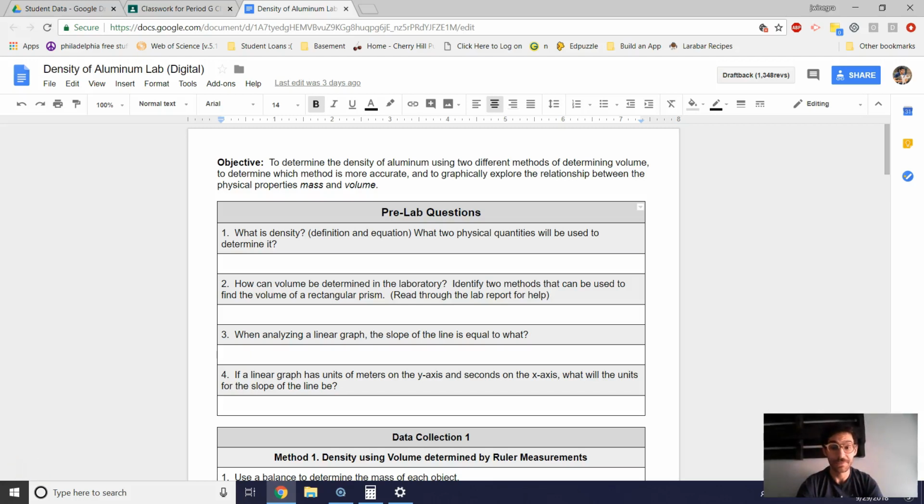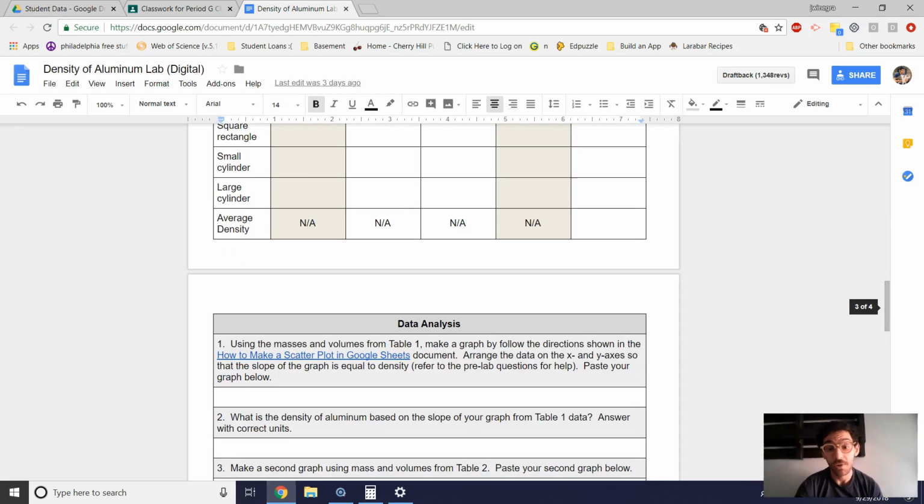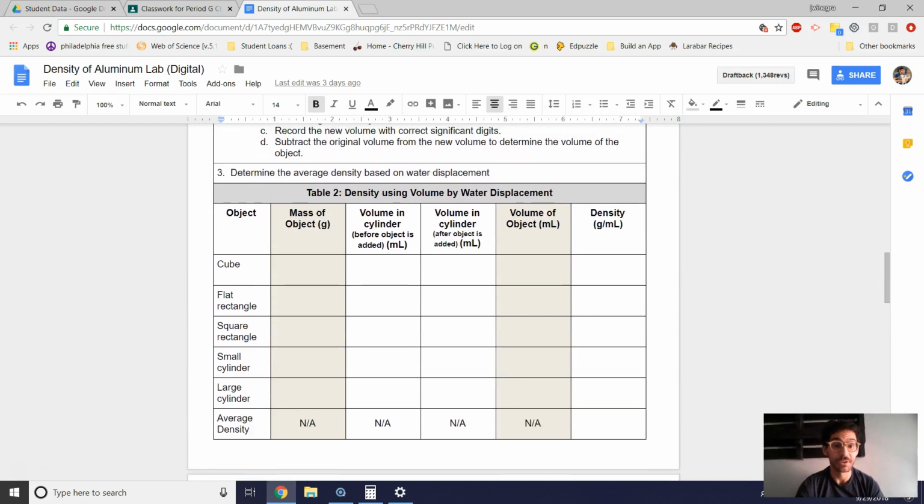Hey folks, in this video we're going to be looking at the density of aluminum lab and just talking about some common questions. All this data you should have collected. In particular, you're going to be wanting to look at the masses of the object and the volumes of the object. Hence those columns are bolded.